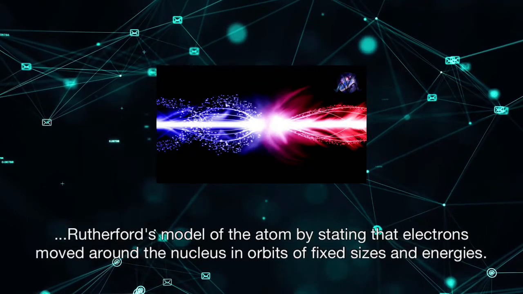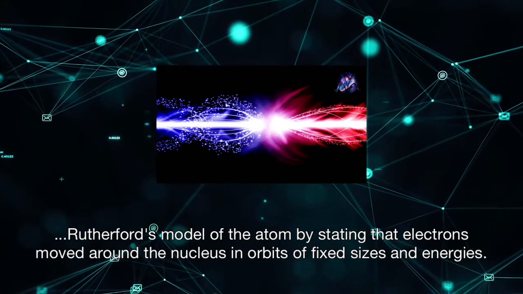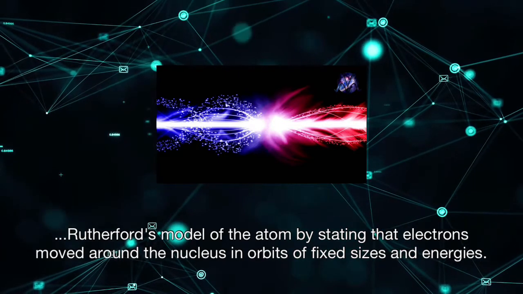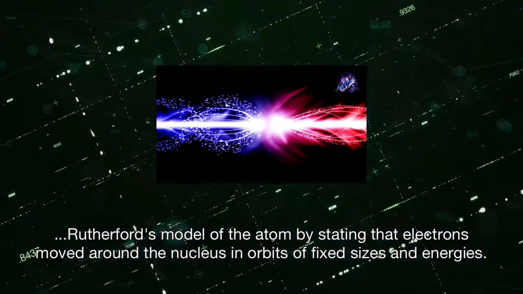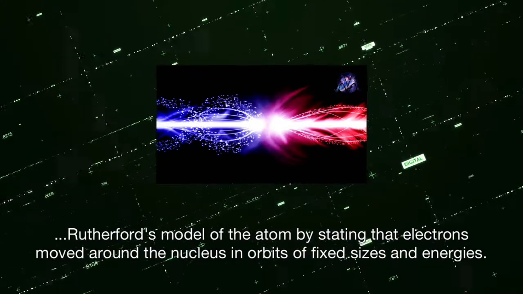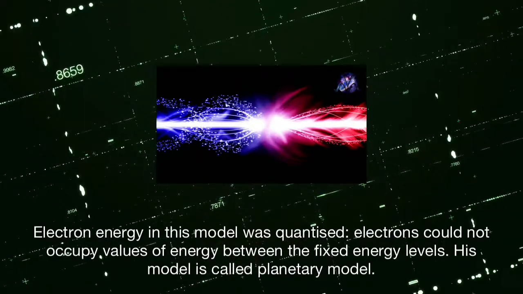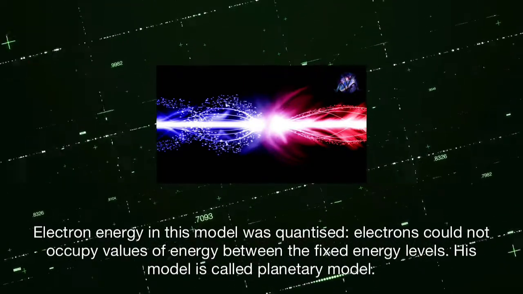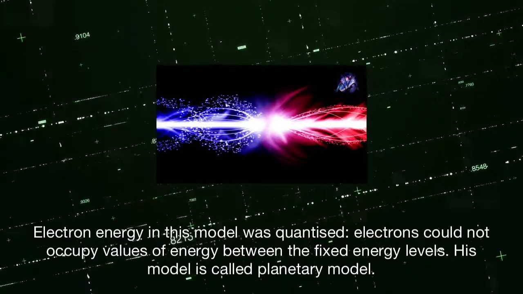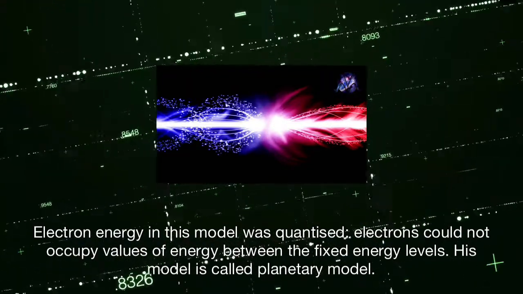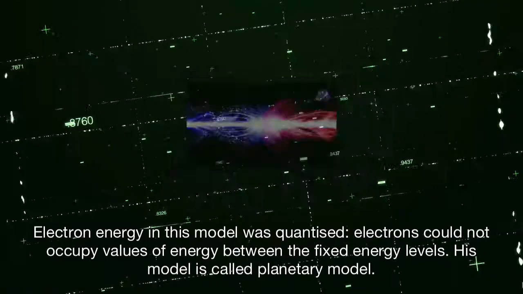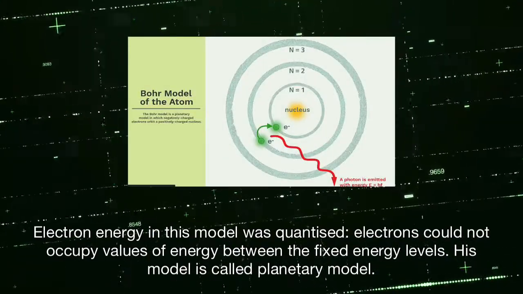Bohr modified Rutherford's model of the atom by stating that electrons move around the nucleus in orbits of fixed size and energies. Electron energy in this model was quantized. Electrons could not occupy values of energy between the fixed energy levels. His model is called the planetary model.